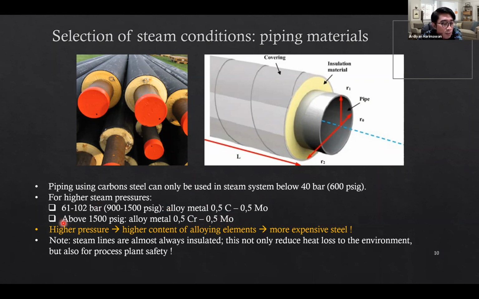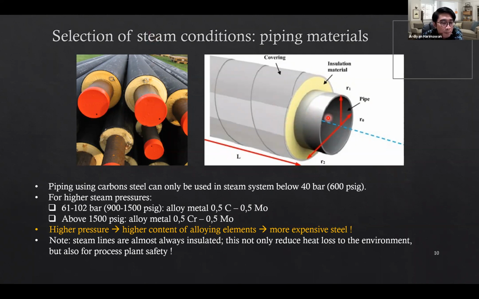If you go for the higher pressure steam, then a higher content of alloy is required. It means the price of the pipeline system also becomes more expensive. This should be considered as well. So it's not only a matter of corrosion or the condition of the steam, but it will also require more expensive steel for the pipeline.